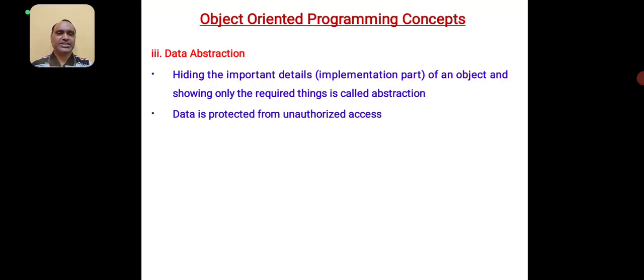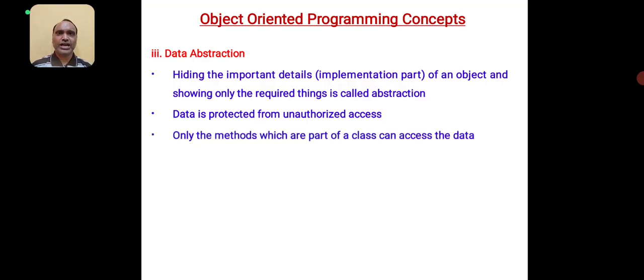Data abstraction is a most important principle because here we are not providing all details to the user. Most of the important details are hidden from the user. Therefore your data is safe, secured, and protected from unauthorized access because the user doesn't know what is there inside.